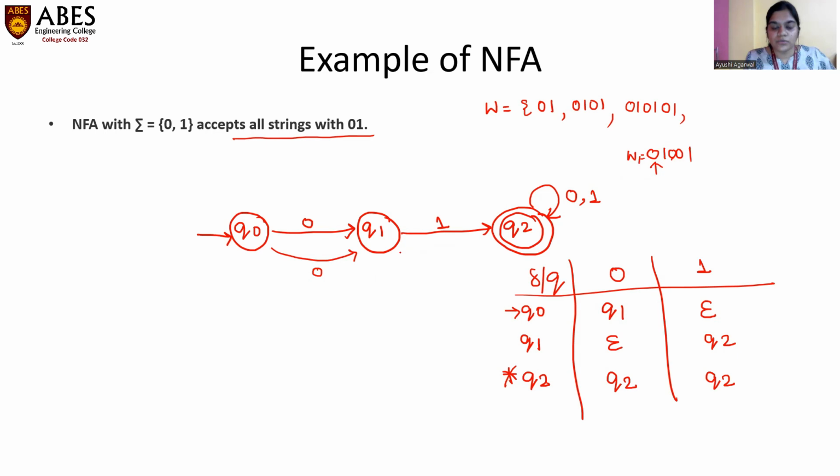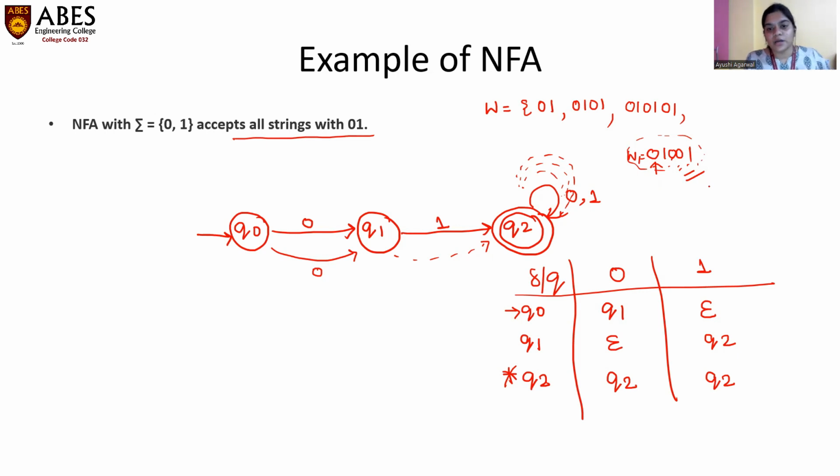Now read 1 over here. By reading 1, you will come to state Q2. Now complete the further string inputs 0, 0, and 1. So you will read 0. You will come back to state Q2. You will again read 0. You will come back to state Q2, and you will read 1 and come back to state Q2. Now Q2 is our final state. So you are coming back to the final state after reading all the inputs from your string. So that means that your string is accepted.